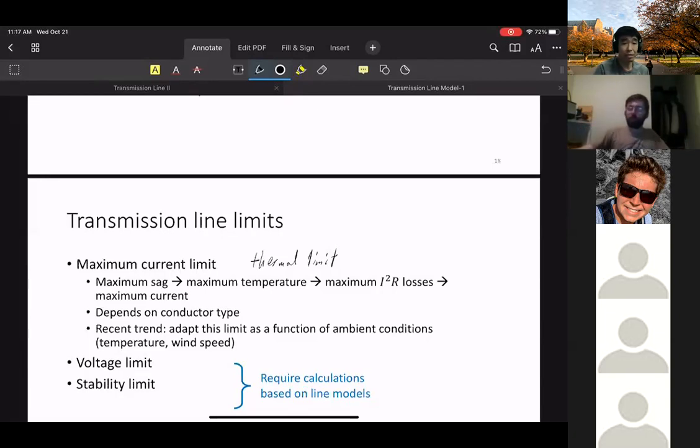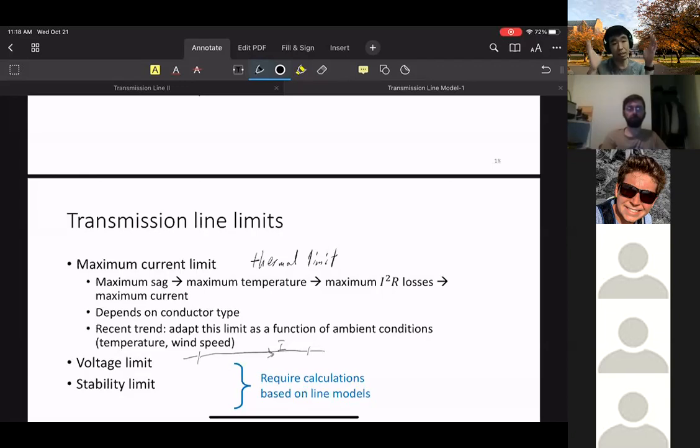Intuitively, if you think about the voltage limit, if you have a very long line carrying some current, then naturally voltage drops along the line. But we don't want the voltage to drop too much, because the other end of the line probably has a transformer with some voltage rating. You don't want the voltage to drop so far below the voltage rating of the transformer on the other side of the line. So you can only push so much current subject to a voltage limit. The stability limit is something similar, but we need to do more calculations to find the limits.